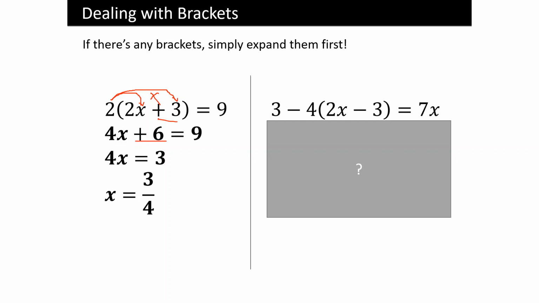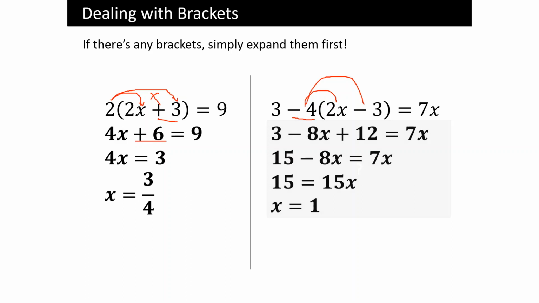Then the other question states that 3 minus 4 bracket 2x minus 3 is equal to 7x. For this question, we still apply our distributive law, so this negative 4 is being multiplied by 2x as well as being multiplied by a negative 3. Based off of that, we would have, still taking down the 3 we had to begin with, negative 4 times 2x is negative 8x, and negative 4 times a negative 3 is positive 12. Negative times negative is positive.